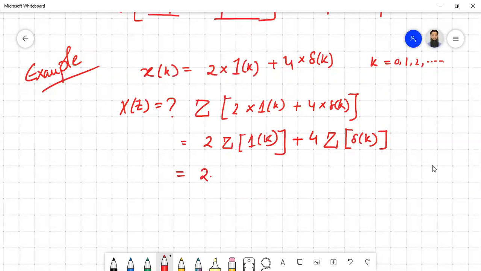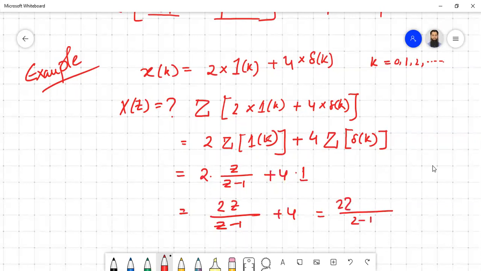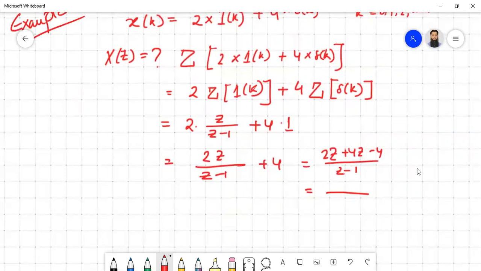According to the formula, you have z by z minus 1, and the Z transformation of delta is 1, so just simply 1. So what we have is twice z divided by z minus 1 plus 4. Simplifying a bit, we get 2z plus 4z minus 4 over z minus 1, which is 6z minus 4 divided by z minus 1. This is your corresponding Z transformation, so we can see that the linearity theorem actually works with the Z transformation.